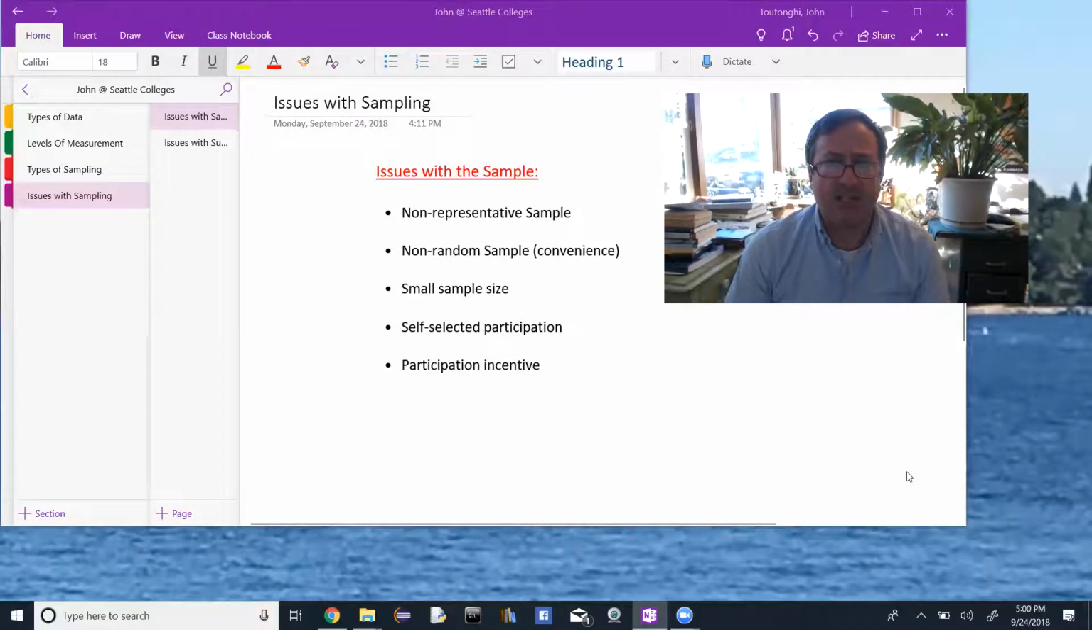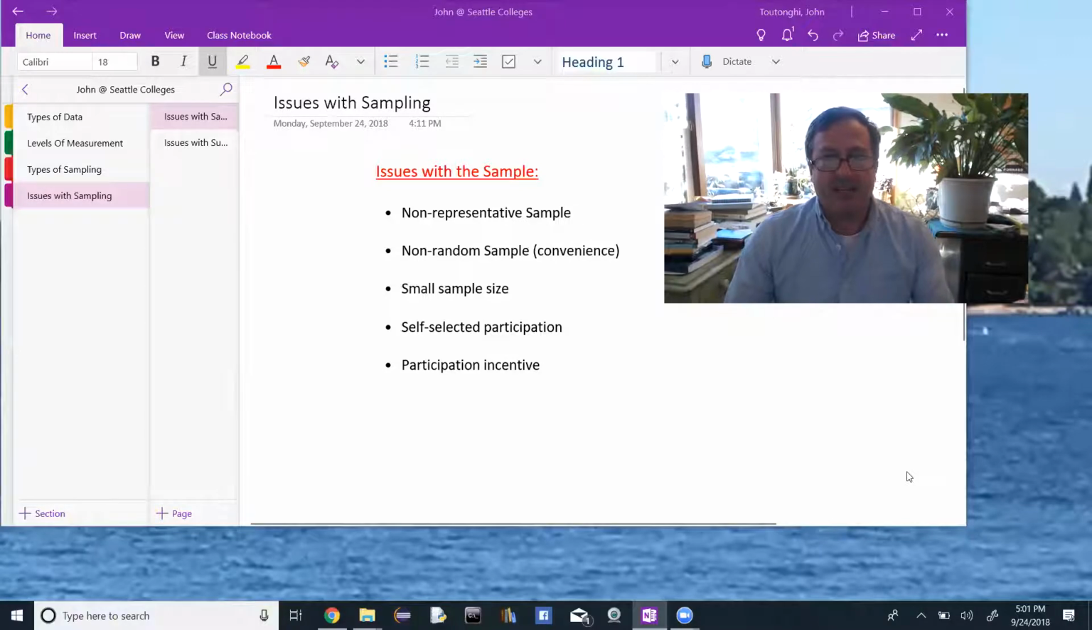Self-selected participation in a survey. This is any survey where the person being surveyed gets to decide whether they want to participate or not, such as any kind of online survey. This is problematic because, who goes to Rate My Professor to rate their professor? People who are either generally really happy with their instructor or generally really unhappy with their instructor.